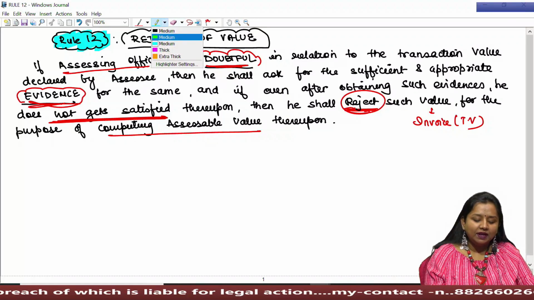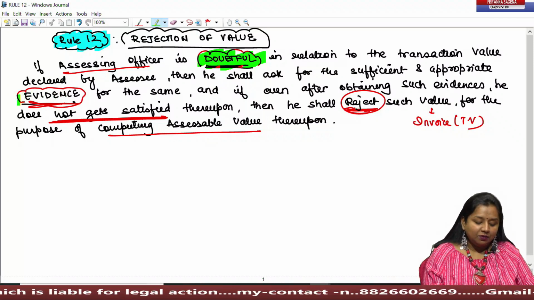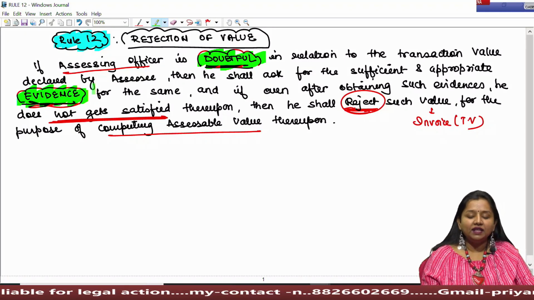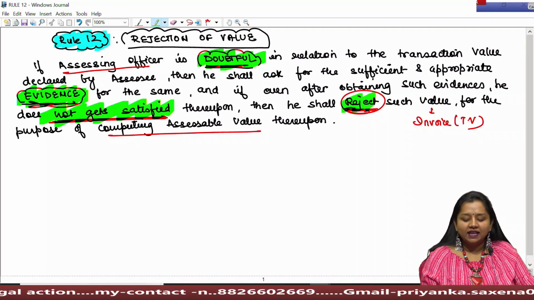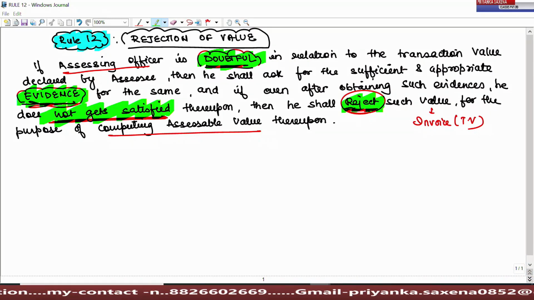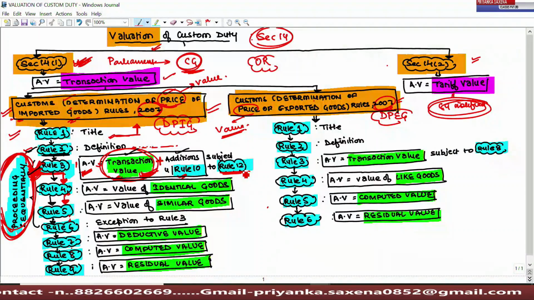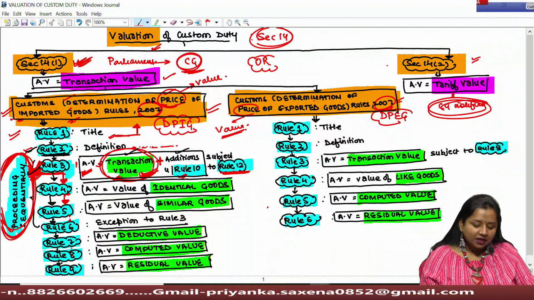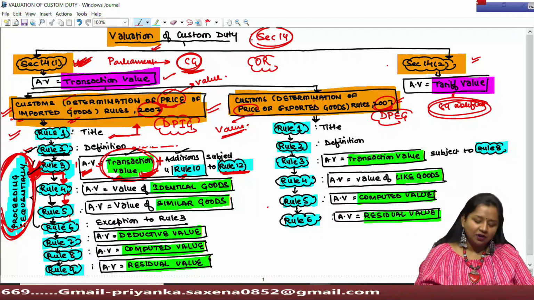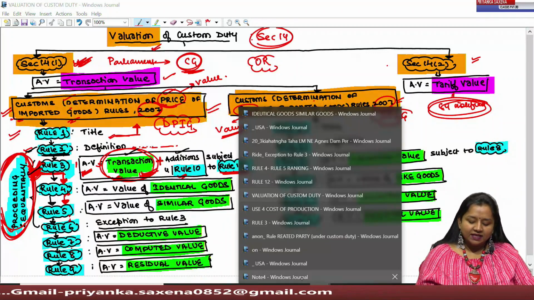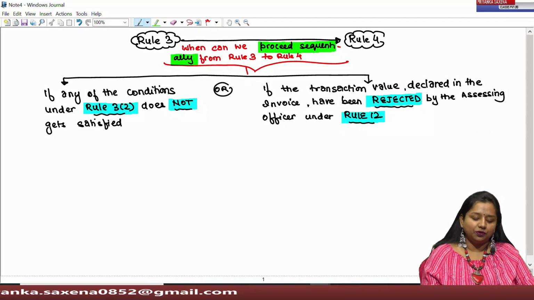Rule 12 says that whenever the assessing officer is doubtful about any amount, any transaction value, then he shall ask for evidence, and if even after obtaining such evidence he does not get satisfied, then he can reject such value for the purpose of computing AV. And if rule 12 gets applied, that is the value is getting rejected by the assessing officer, then also by proceeding sequentially the assessable value shall be determined under rule 4. That is, we can say that under two circumstances we can proceed from rule 3 to rule 4.